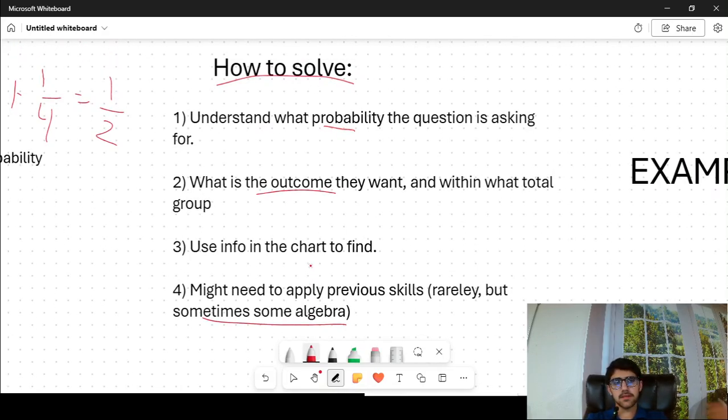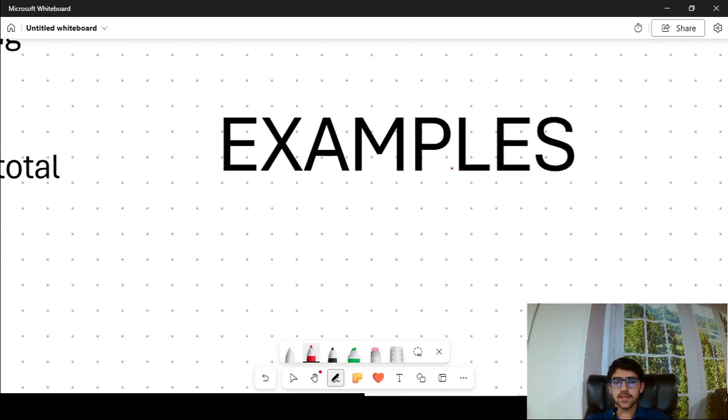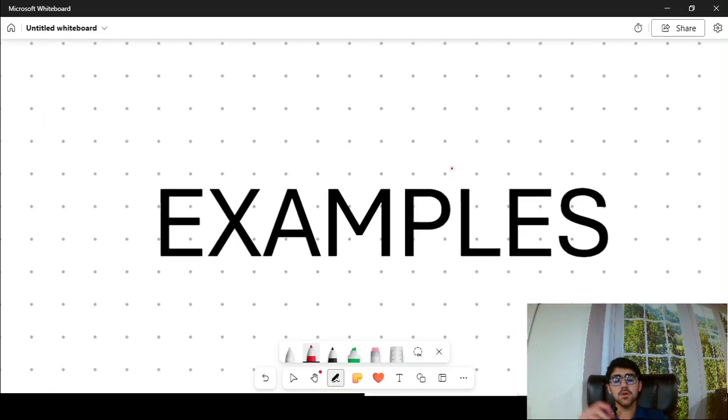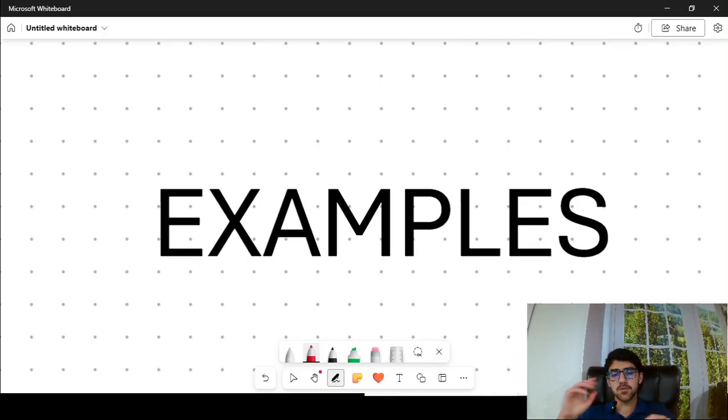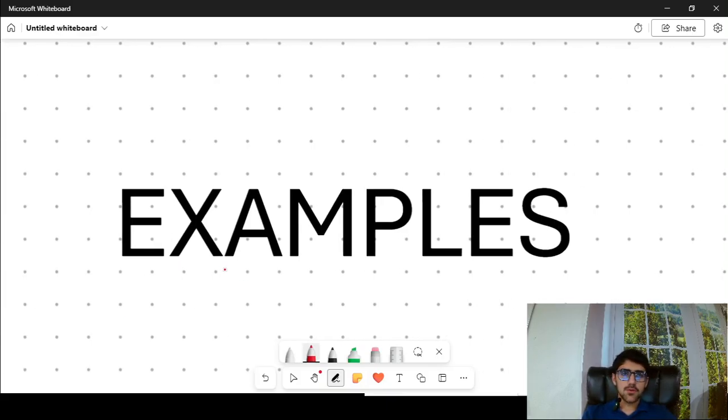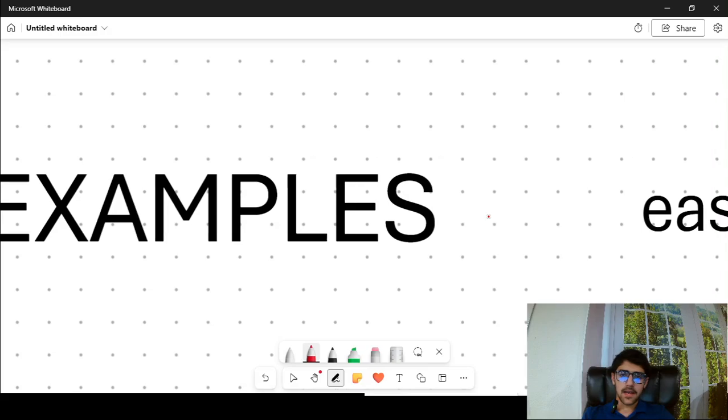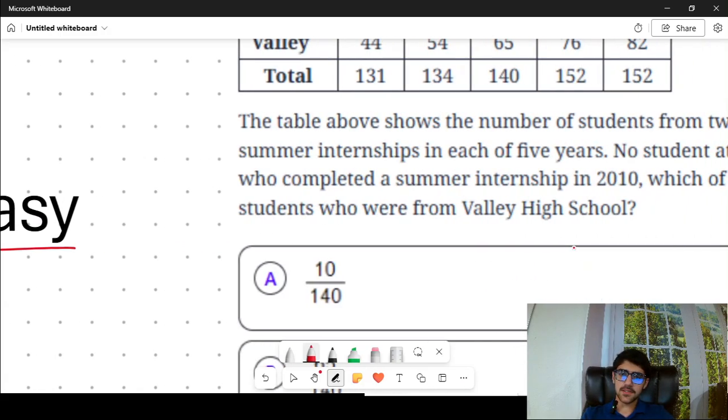So that is it for the procedure of what to know and how to solve, and let us move on to the examples. So as usual, for the examples, please make sure that you are trying the examples on your own before watching my explanation, because just watching my explanation gives you a false sense of understanding, which will harm you on test day. And as usual, we do 2 easy questions, 2 medium questions, and 1 hard question. If you have any questions or I make a mistake, please let me know in the comments. So let's just get started with the easy questions.